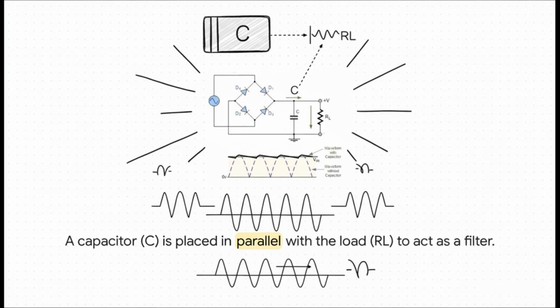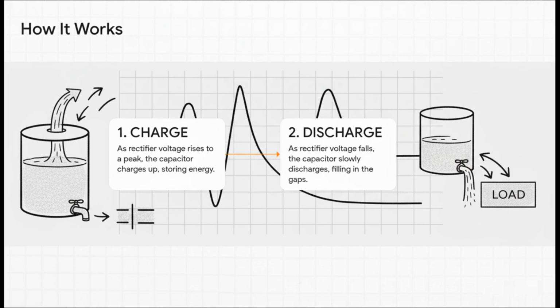We just take our capacitor, which is labeled C here, and we place it in parallel with the load. And RL is just the technical term for whatever gadget we're powering. This exact placement is the secret to how it all works. It all comes down to a really simple two-step process.